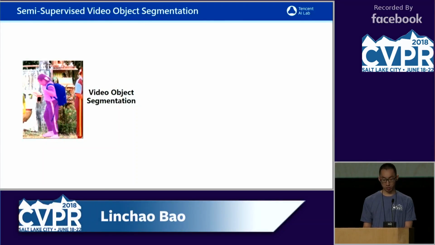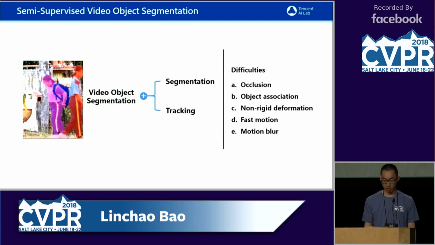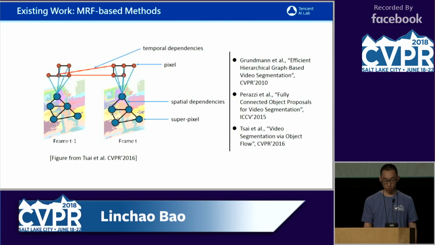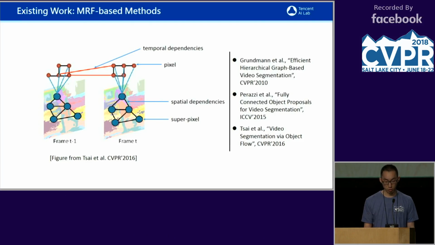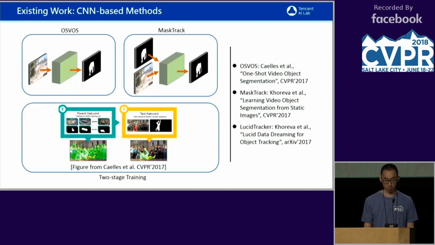The problem is essentially a combination of segmentation and tracking, with difficulties from both problems, such as occlusions, object associations, and fast motions. The problem is usually formulated as an MRF inference problem, but recently convolutional neural network-based methods achieve outstanding performance on challenging benchmarks. However, the CNN-based methods mostly handle each frame individually, such as the well-known methods OSVOS and MaskTrack shown here.